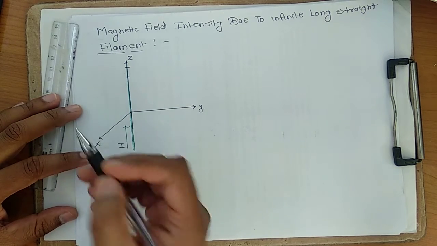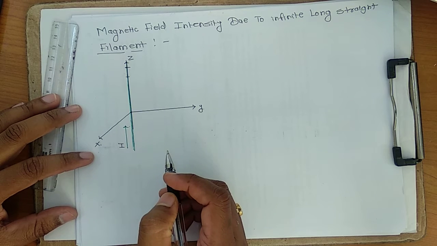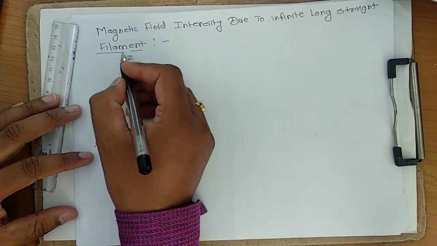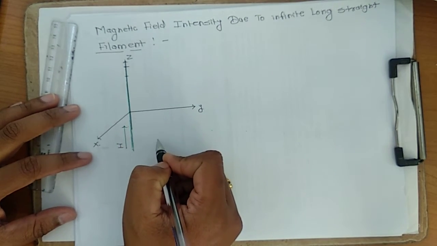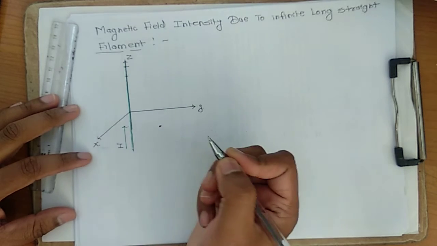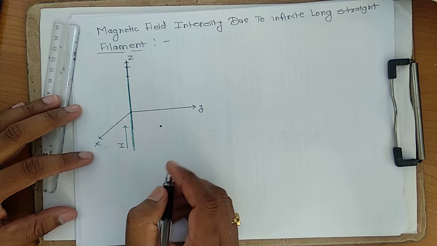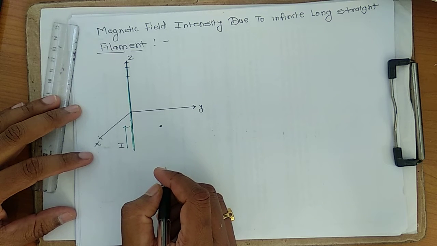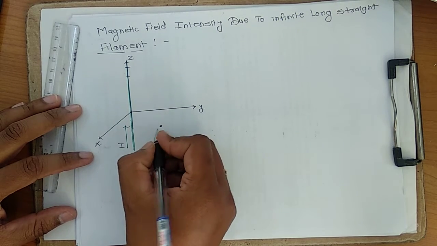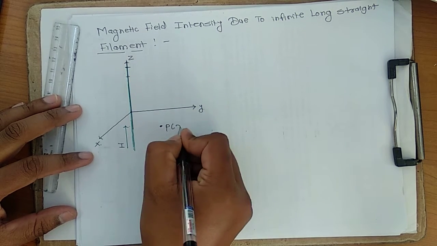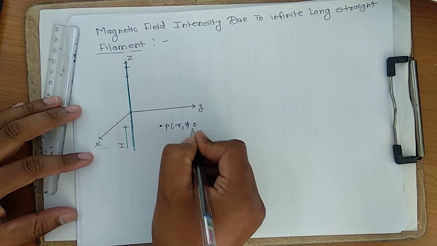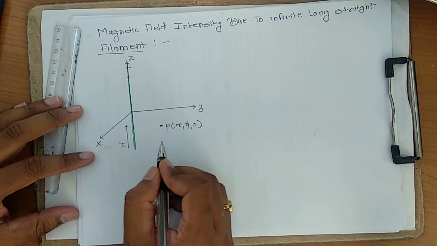And we are considering a cylindrical coordinate system. Due to this infinite long straight filament, we want to calculate the magnetic field intensity at any point. Suppose I take one point here. This derivation is available in the book whose Google Drive link I have shared, so go through that book. So the point P is r, phi and 0. Why is it 0? Because it is on the xy plane.